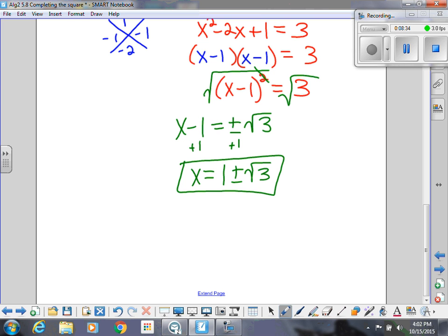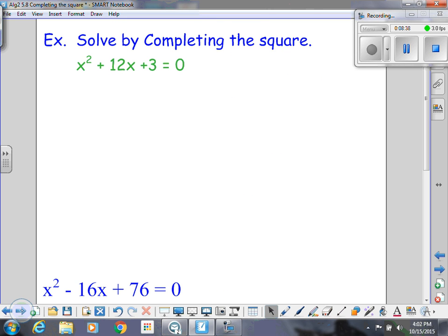And we are finished. We have solved by completing the square. Let's do 2 more examples so you get the hang of it. All right, so on the back, we're solving by completing the square. Always get that constant to the other side.